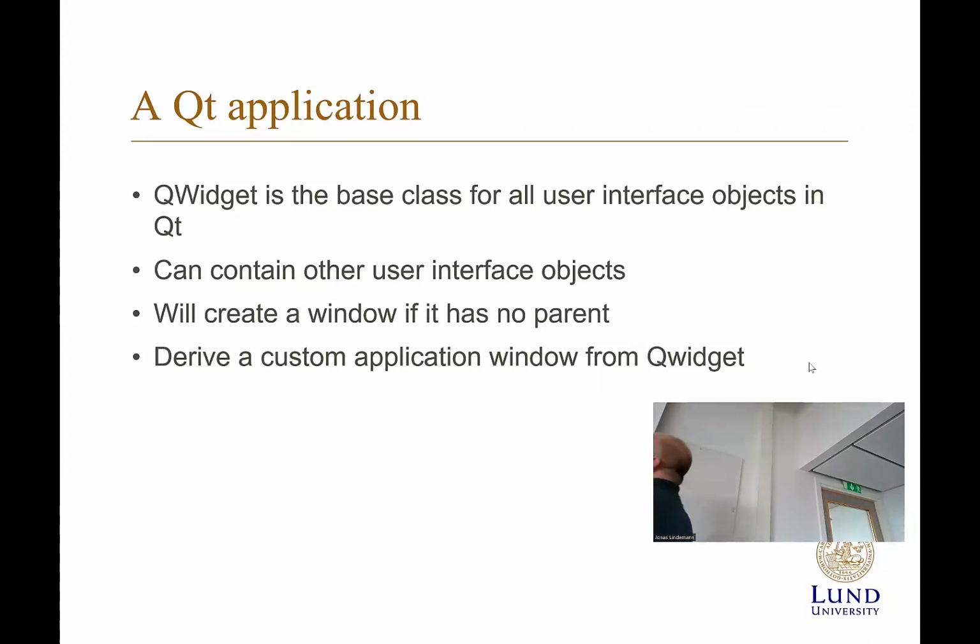If there is no parent window, it will create a window. So if you create a widget alone, it will create a window automatically for you. You can also derive your custom application window from QWidget. That is usually what you do when you start. You create a window class that derives from QWidget, which provides you all the functionality to create a window on the screen.